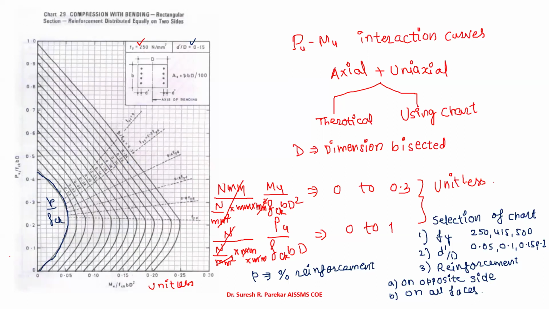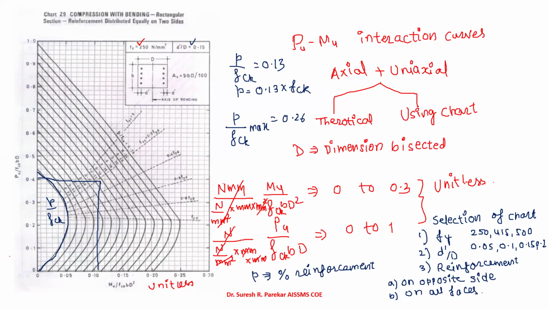The maximum value you can see for p by fck is 0.26. You can see it starts from 0, 0.2, 0.4, values given above the curve: 0.6, 0.8, 0.1, 0.12, 0.14, 0.16, 0.18, 0.2, 0.22, 0.24, and 0.26. Knowing the value of Pu upon fck bD, we will plot horizontally, and knowing Mu upon fck bD, vertically. The values which intersect give p by fck. Now you can see this value is between 0.12 and 0.14, around the center. So we will take p by fck as 0.13, and multiplied by fck, you will get the value of p. So p is 0.13 into fck.